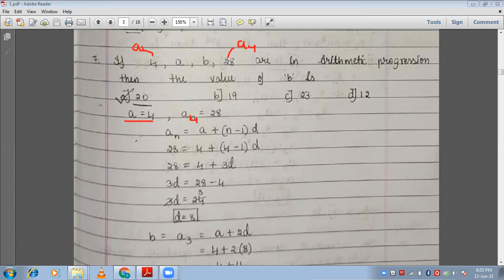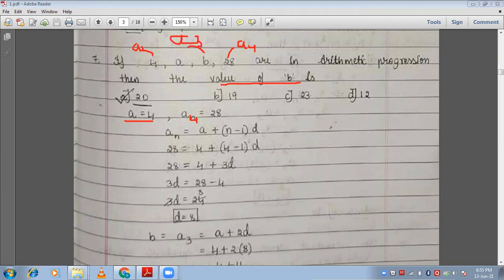We know the formula: An is equal to A plus N minus 1 into D. Now A4 is equal to 28. So 28 is equal to the value of A, which is 4, plus N value, which is 4, minus 1 into D. Find out D. You will get D is equal to 8. But what is the question mark? You need to find out B. B means what? B is A3.